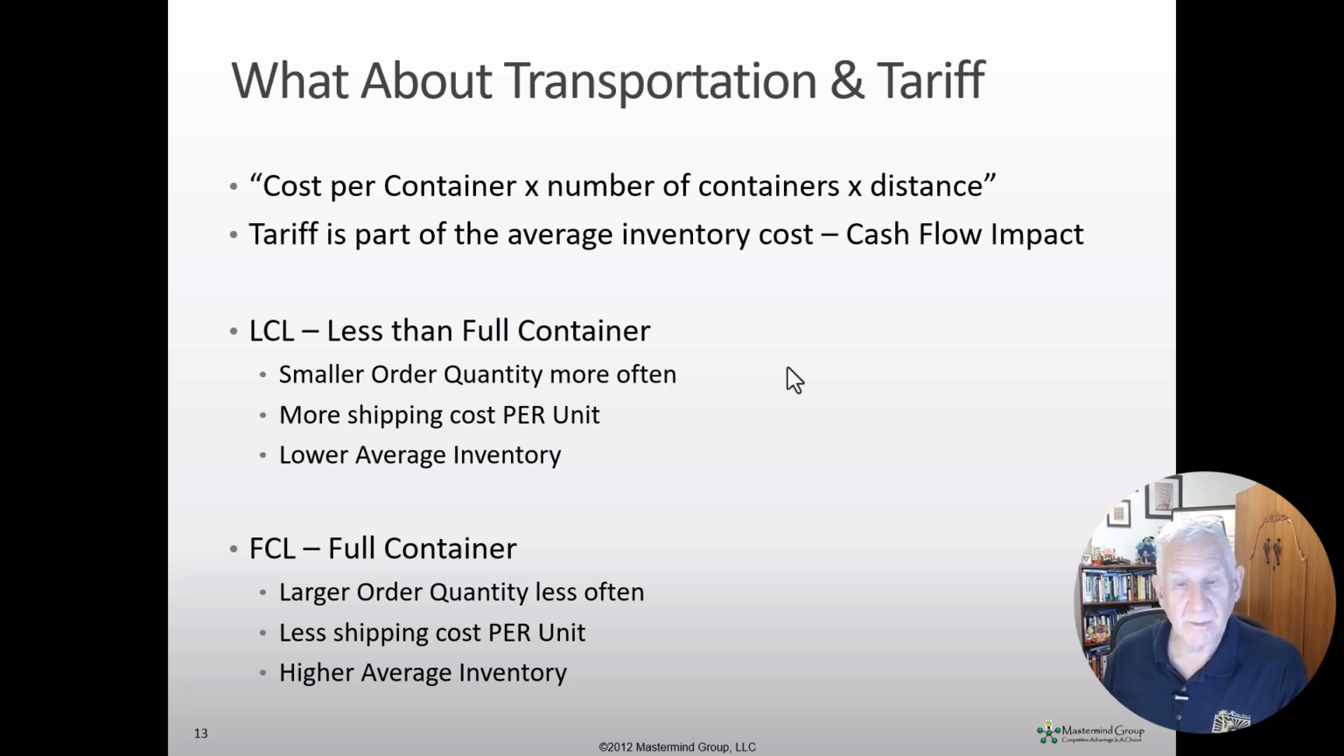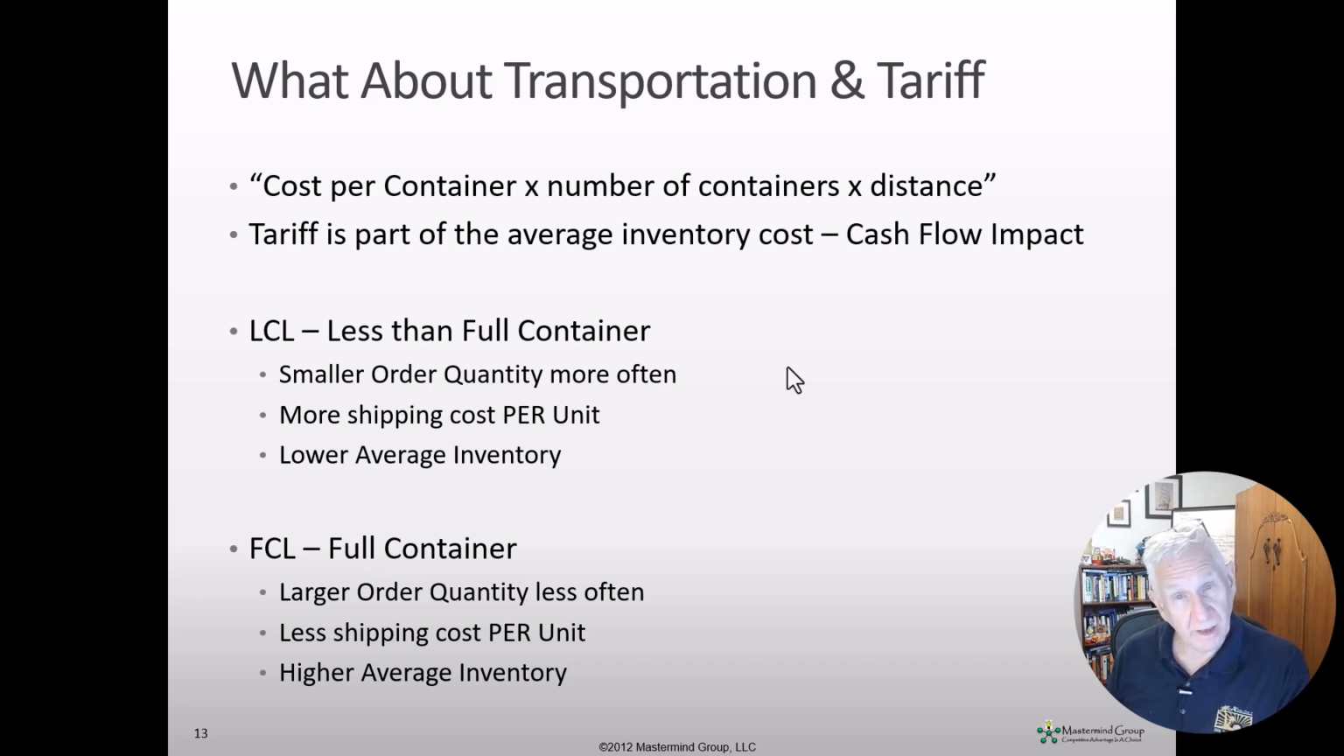Now the tariff is going to be a fixed unit price plus a percentage of the cost of the item times the volume. So that's a variable number. And then we've got a variable number in terms of the transportation piece as well. If we look at LCL, less than full container, smaller order quantities typically are going to cost more because you're not using the whole container. So the cost per unit is likely to go up, but your inventory on the average is going to be smaller and you're probably going to save carry cost.